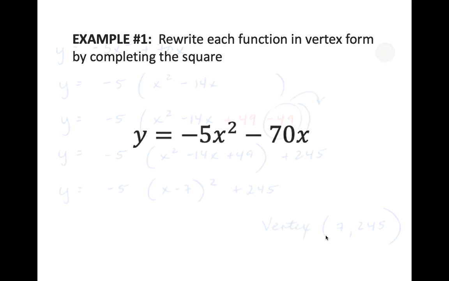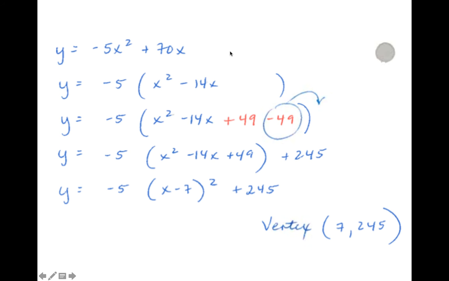Okay, let's try this one as well. This one is missing a number on the end, but no fear. We're going to be able to take care of it. Let's pull out that minus 5, leaves us with x squared minus 14x. We would need a 49, so we add it and subtract it. We're going to throw this out. And remember, when you do, you've got to multiply it by the negative 5 that's out front. So we're going to add, it will be plus 245 when we simplify it fully. And this one came from x minus 7 all squared. So my vertex is 7, 245.